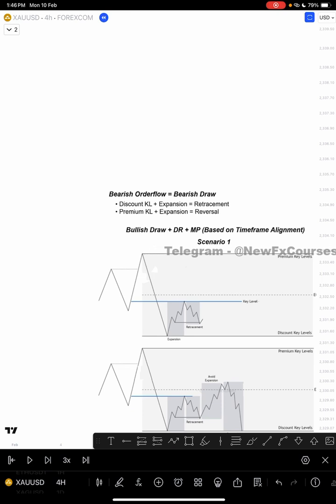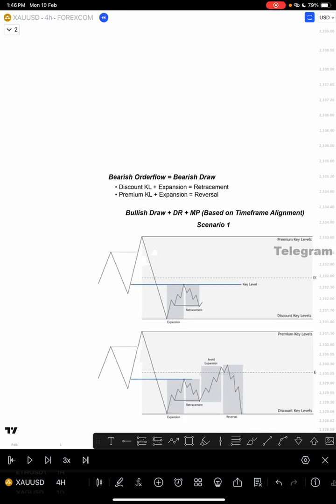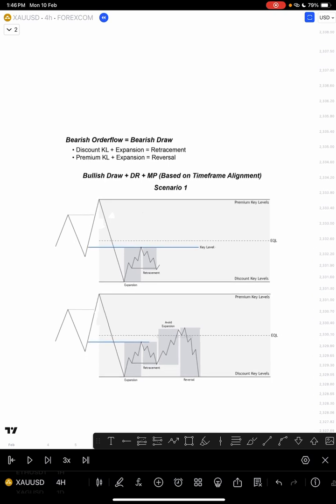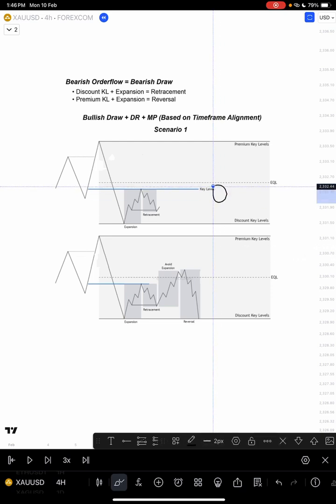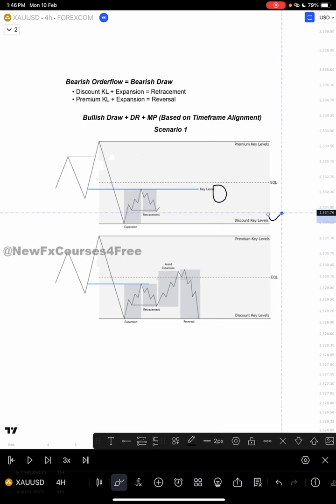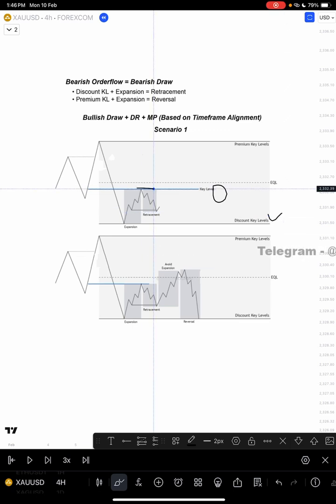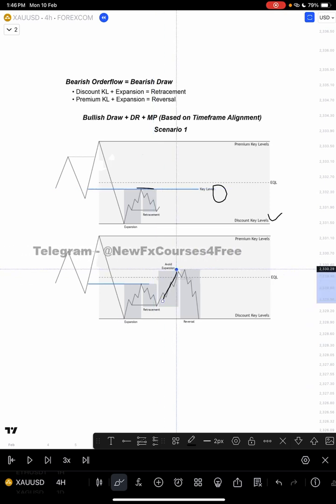Going lower to a bearish condition, bearish order flow equals to bearish draw, discount key level plus expansion equals to retracement, premium key level plus expansion equals to reversal. So you can see here, this key level was on the discount of this range. So we are actually looking for sales. So we're not actually going to trade off this key level with this touch because we are not actually in the premium region. So here we avoid this expansion move.